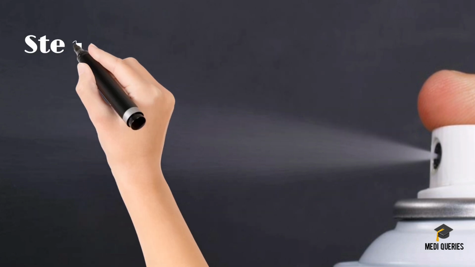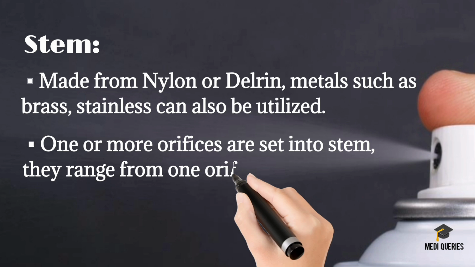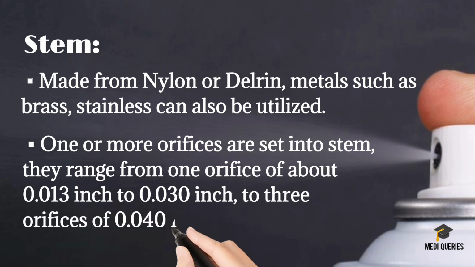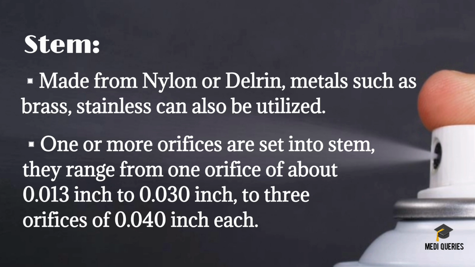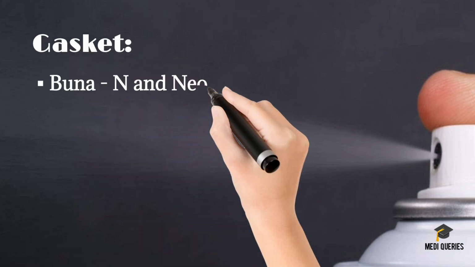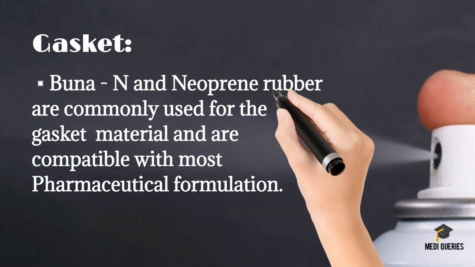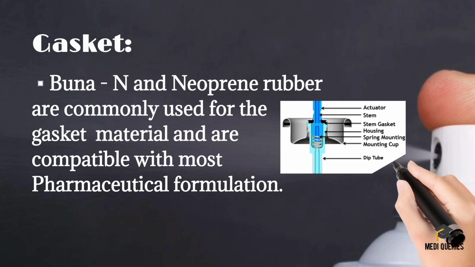And the next one is the stem. The stem is made from nylon or Delrin, but metals such as brass and stainless steel can also be utilized. One or more orifices are set in the stem. They range from one orifice of about 0.013 inches to 0.030 inches, to 3 orifices of 0.040 inch each. So this is about the stem part. Next one is the gasket. Buna and neoprene rubber are commonly used for the gasket materials and are compatible with most pharmaceutical formulations.